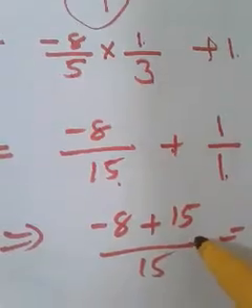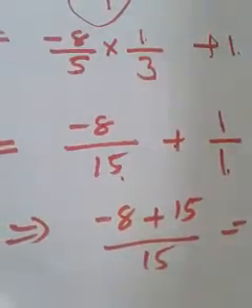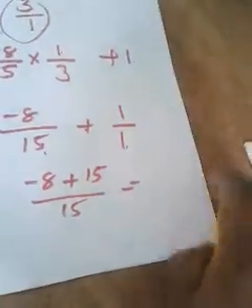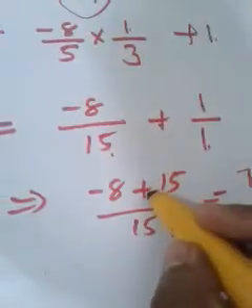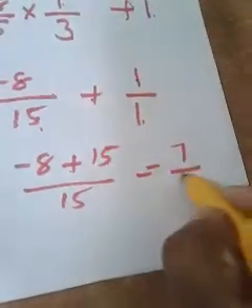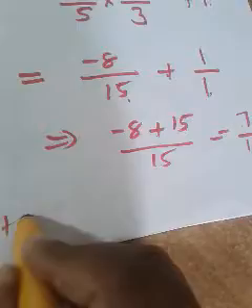What is minus 8 plus 15? Find the difference. What is the difference between 8 and 15? 9, 10, 11, 12, 13, 14, 15. 7. And give the bigger number's sign. The bigger number is 15. Its sign is plus. So the answer will be 7 by 15. And now it is time to write the RHS.